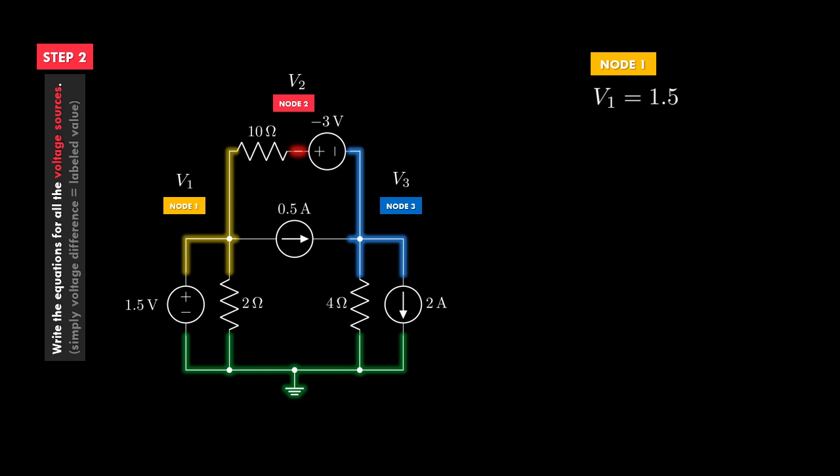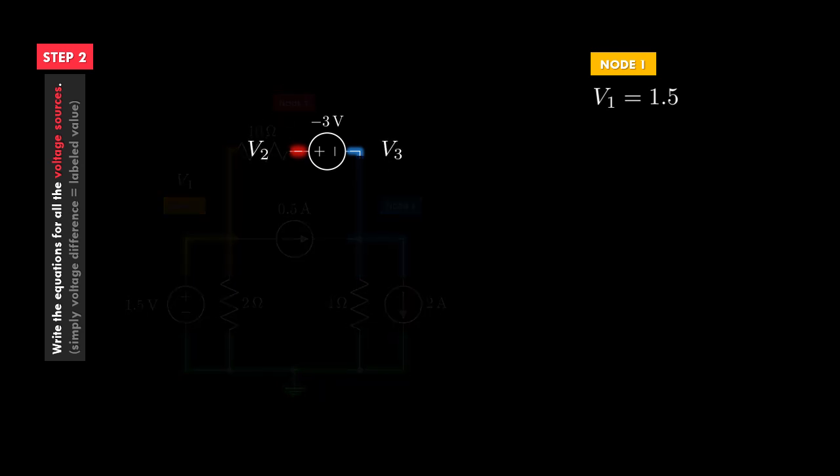Now let's write equation for the other voltage source. Given the positive terminal voltage being V2 and the negative terminal being V3, we have V2 minus V3 equals negative 3. Don't get panicked because it's a negative voltage. Just treat it as you usually do. Positive terminal voltage minus negative terminal voltage equal to the labeled voltage difference.